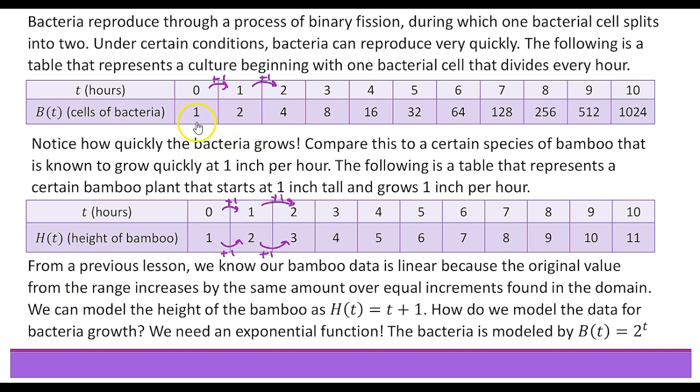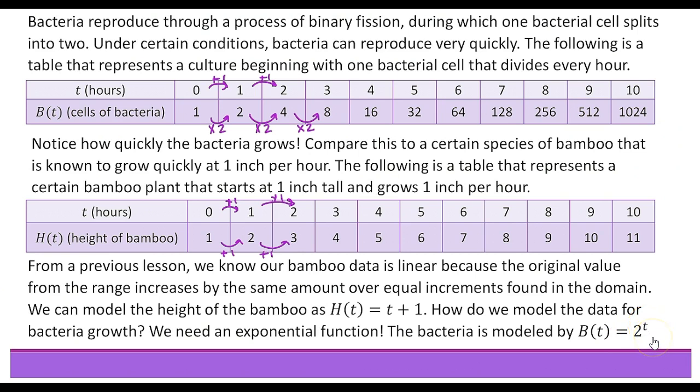So if we recognize the pattern here, to get from 1 to 2, we are multiplying by 2. So times 2. To get from 2 to 4, we're multiplying by 2. To get from 4 to 8, we're multiplying by 2. And that's because each cell divides, and so we're multiplying by 2 every single time. So in order to model that data, we need an exponential function. So the bacteria is modeled by b of t equals 2 raised to the power of t.